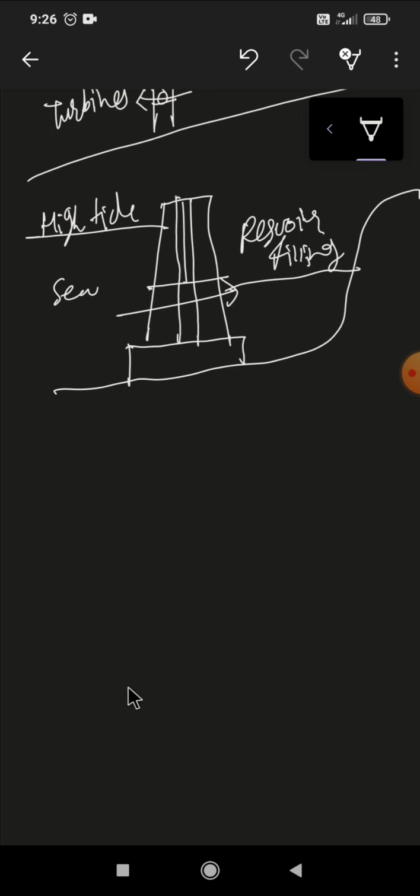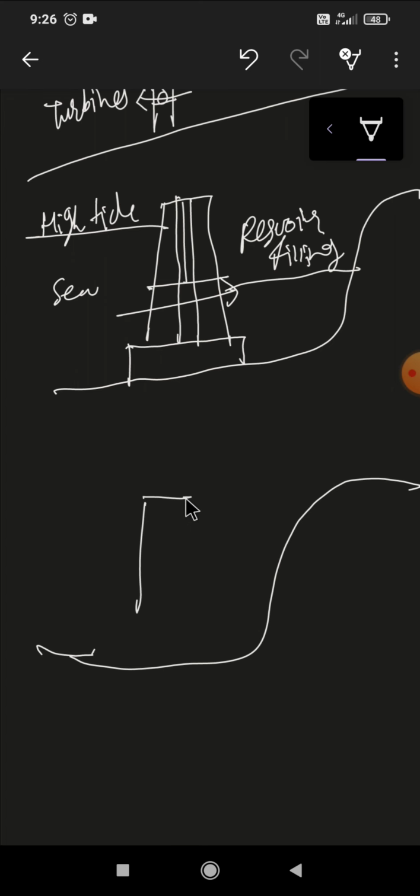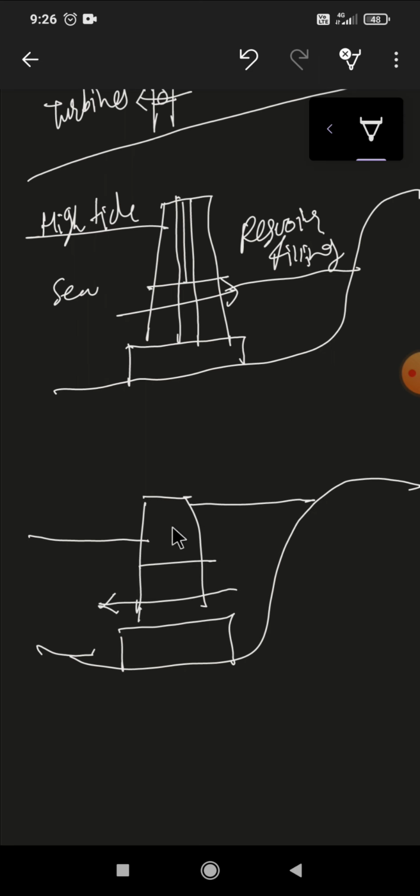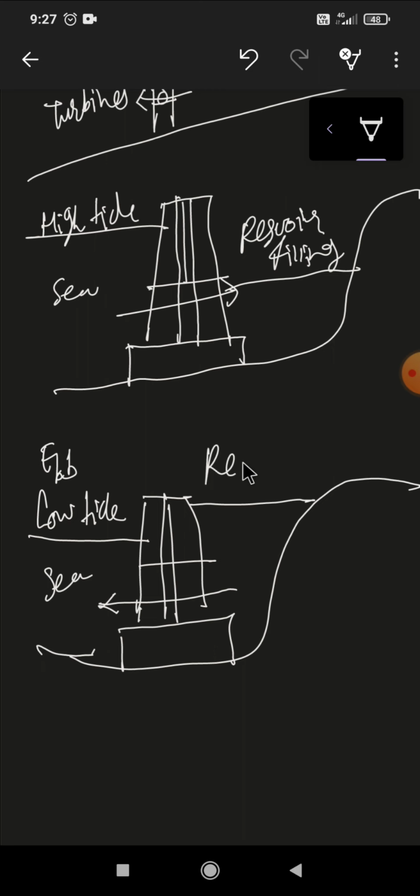So similarly, we are drawing the diagram. So there's a dam. If there's a low tide and the reservoir is full, the water will move from the reservoir to the sea. Same diagram. So this is low tide or ebb tide. This is sea, reservoir emptying.